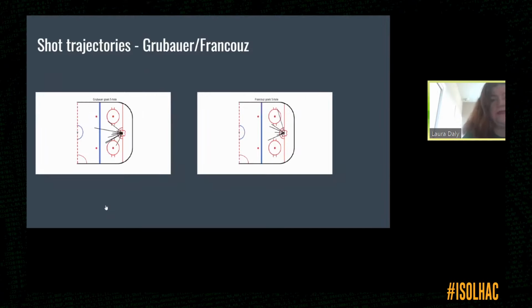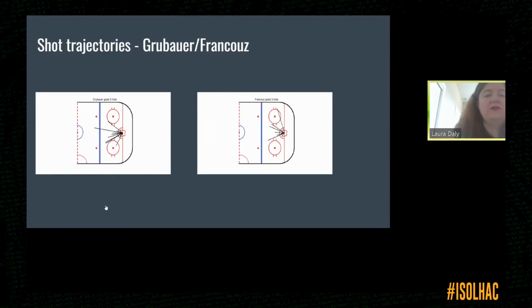On the five-hole against Gruber, that seems to come mostly from the left hand side. On Francouz it seems to be slightly more from the right hand side. I wonder if this is something to do with getting the puck under the glove. But again, I haven't looked into this in too much detail, but it might be something that's worth looking at.